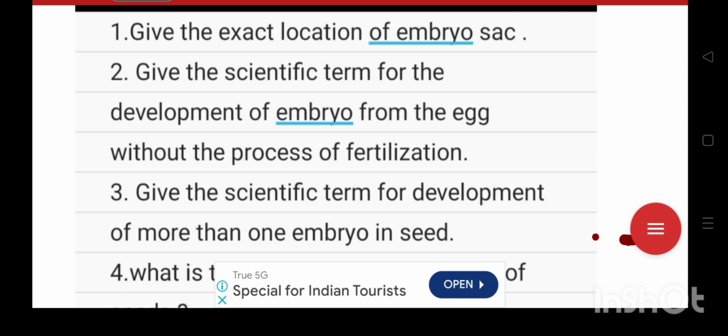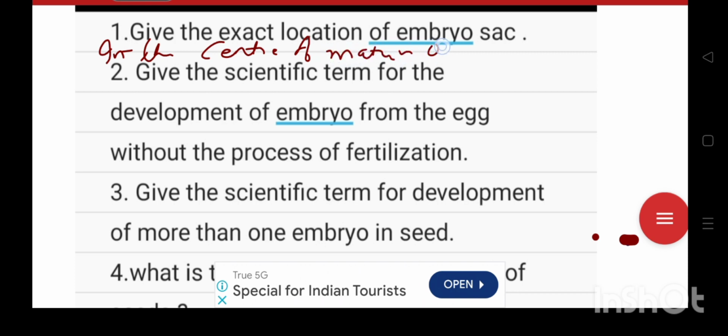The first question is: give the exact location of embryo sac. What will we write as the answer? In the center of the mature ovule is the exact location of the embryo sac.